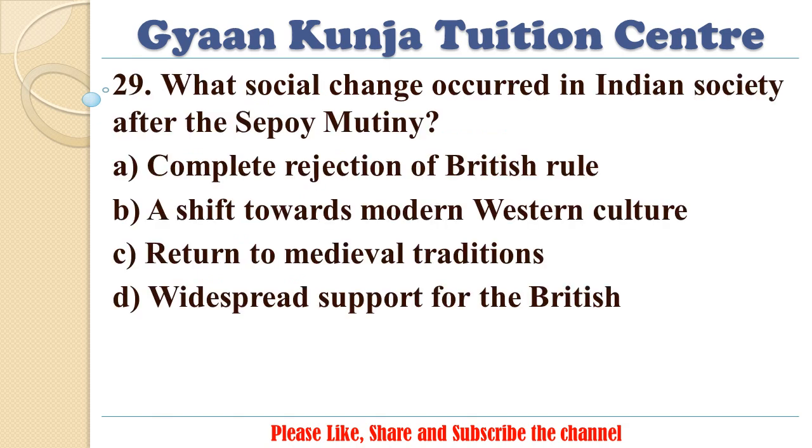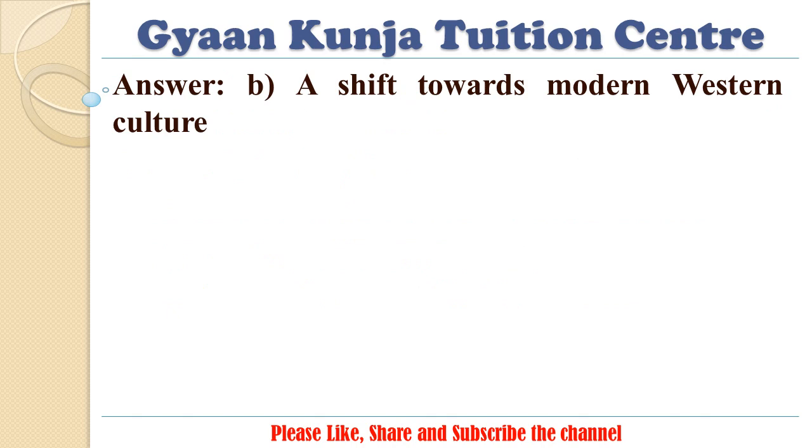Next, 29. What social change occurred in Indian society after the Sepoy Mutiny? A. Complete rejection of British rule, B. A shift towards modern Western culture, C. Return to medieval traditions, D. Widespread support for the British. Answer B. A shift towards modern Western culture.